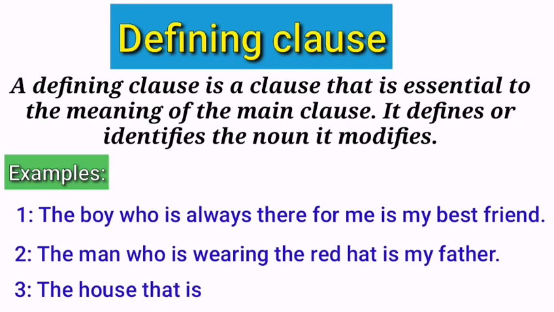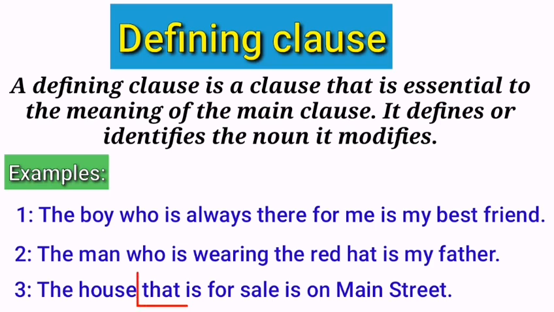The house that is for sale is on Main Street. Observe this example, the group of words, that is for sale, is basically a defining clause. The reason is because it modifies the noun phrase, the house. Actually, it tells us about the house which is for sale. And the second point is, this group of words is essential to the meaning of this sentence. If you put it aside then it will disturb the sentence.